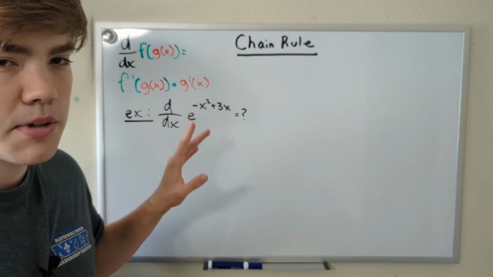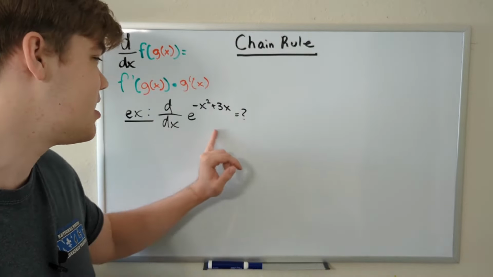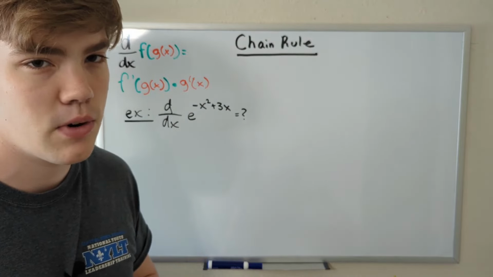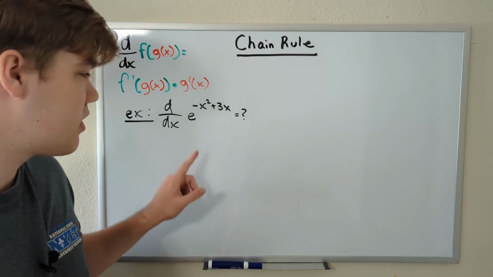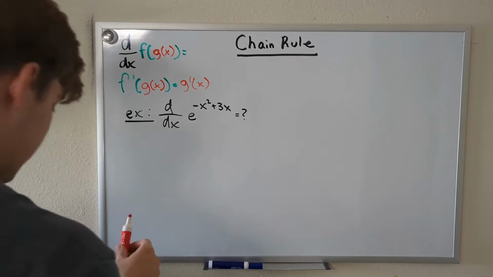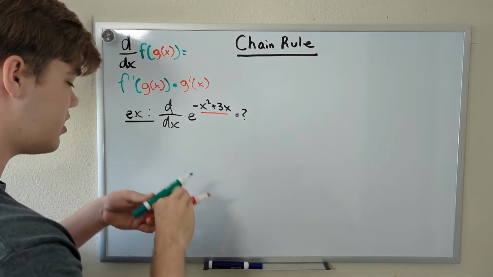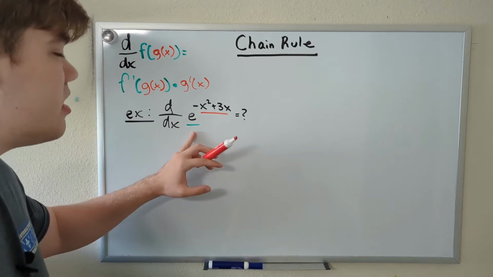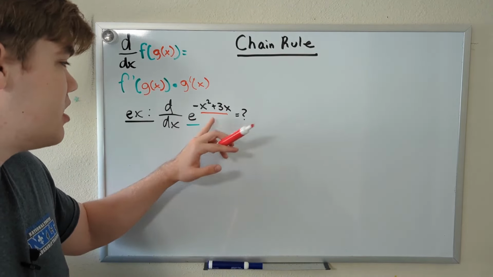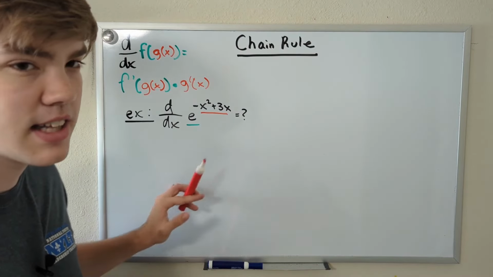Once again, we need to establish an inner and outer function, and I think this is a little less clear than some of the examples we've done before. But remember, when we want to use chain rule, we're just looking for a function within another function. So as you can see, we have this negative x squared plus 3x within the function e to the x. So e to the x is our outer function, and our inner function is negative x squared plus 3x. Let's write that down here.